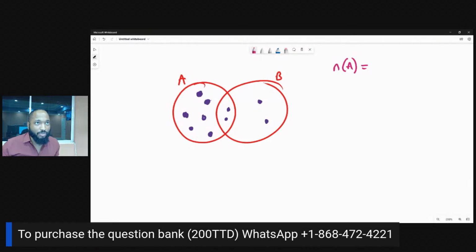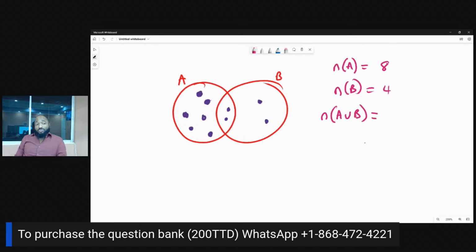Let's take a little while before the comments reach back to me. The number of elements in A, I'm guessing you all would have said by now, is 1, 2, 3, 4, 5, 6, 7, 8. 8. Beautiful, I've seen it pop up. So the number of elements in B would be what? 1, 2, 3, 4. But how many elements in A or B? How many elements in A or B?